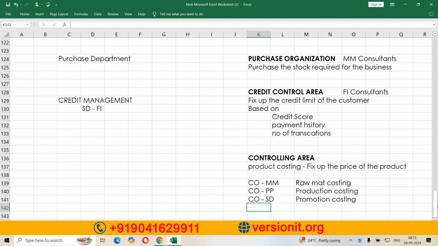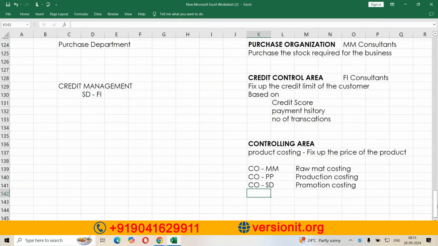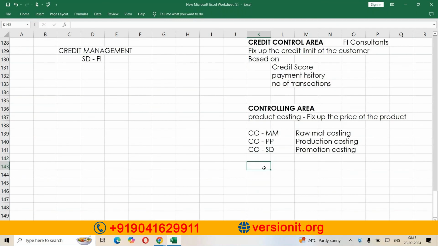So they fix up the price of the product. It is not going to be the sales team who will be fixing up the price. It is going to be the controlling department which tries to fix up the price of the product. Both manufacturing cost and selling price, everything will be fixed by this particular controlling department. So we have a CO consultant who will be responsible for creation of this controlling area. In FICO, we have the CO module which will be handling this particular activity.